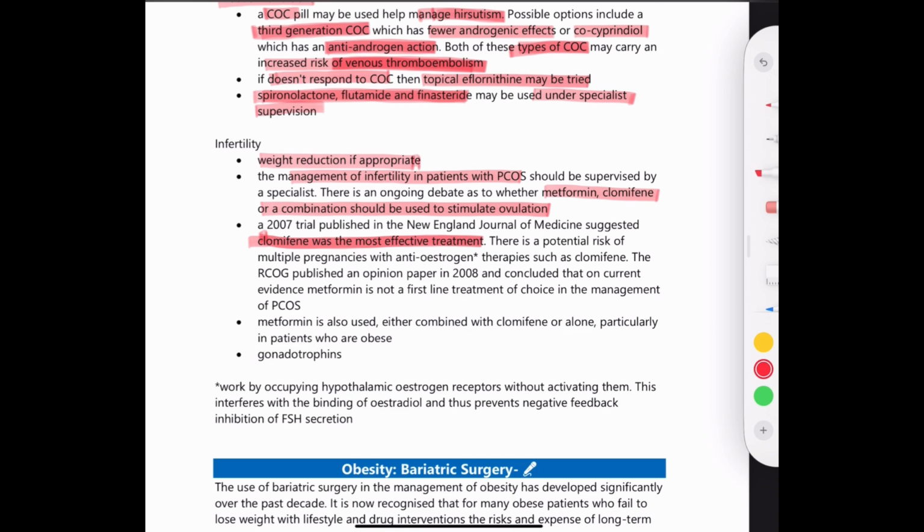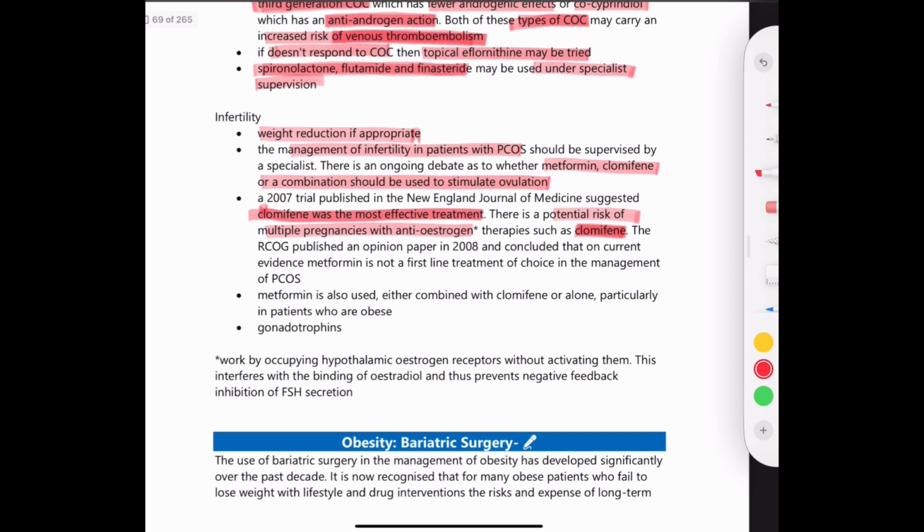Okay, so there is a potential risk of multiple pregnancies with anti-estrogen therapies such as clomiphene. But the thing is, I already told you, everything has adverse effects. If they are good for something, they could be bad for something, right?